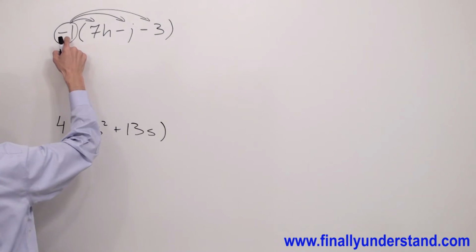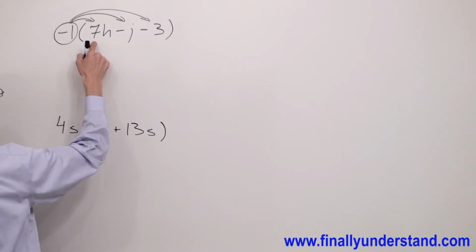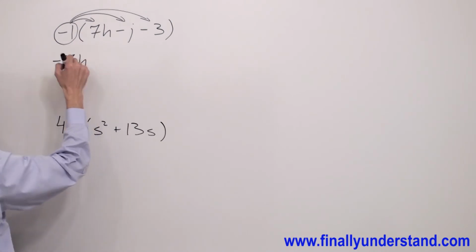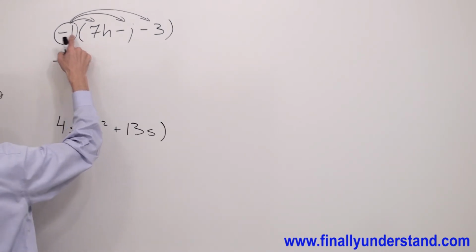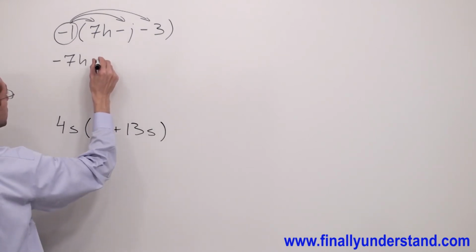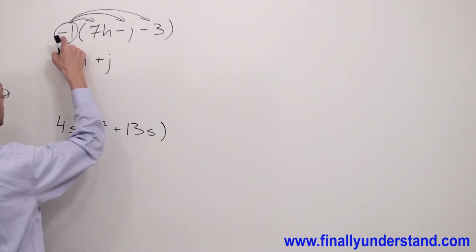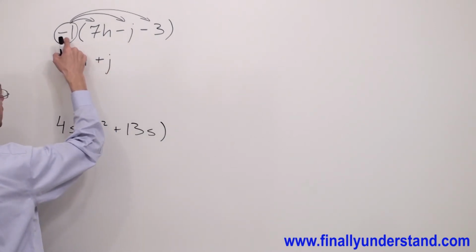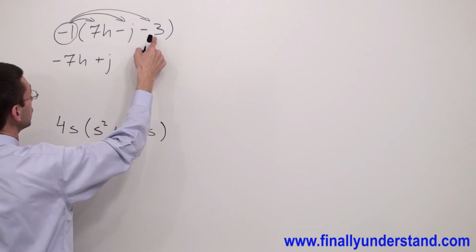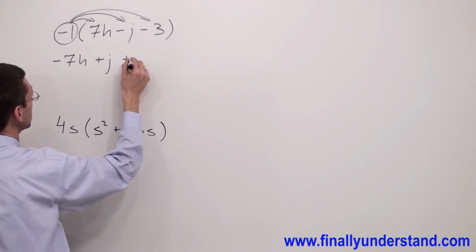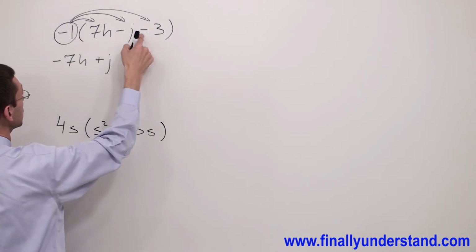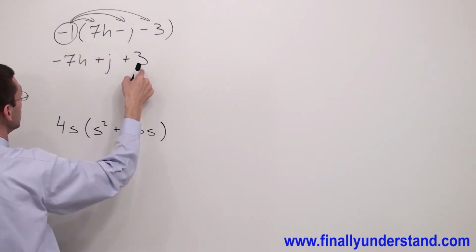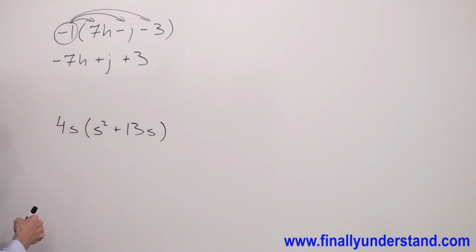I have -1 times 7h is minus 7h. -1 times -j is positive j, because negative times negative gives me positive. -1 times -3 is positive 3. Negative times negative gives me positive. 1 times 3 gives me 3. This is the solution to my problem.